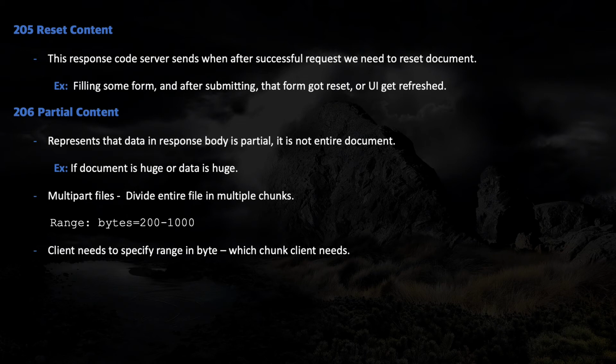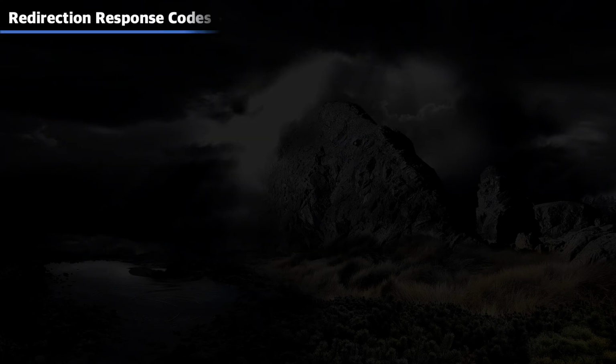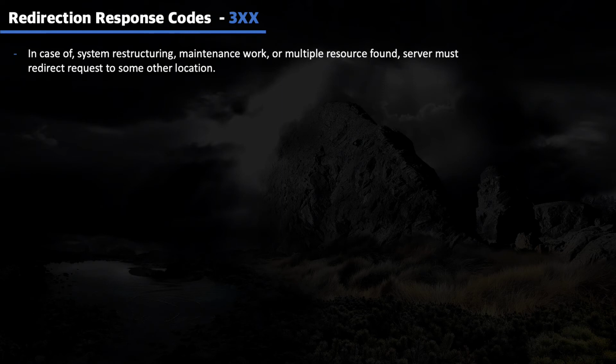So this was the success related response codes, and next we have redirection related response codes. Sometimes we have to redirect requests to some other location, or we have to restructure our system. In that case we have to use these response codes. So here first we have 300 Multiple Choices.